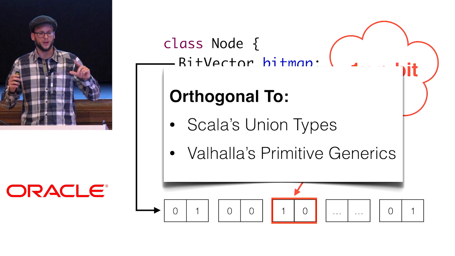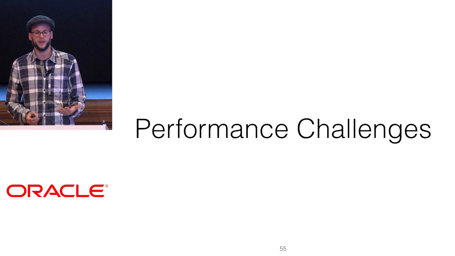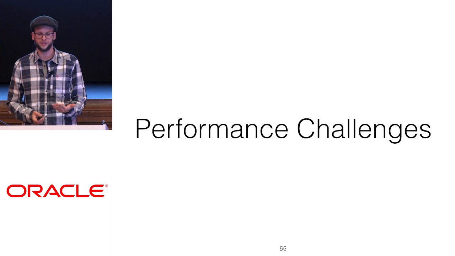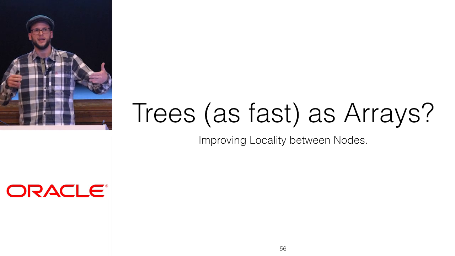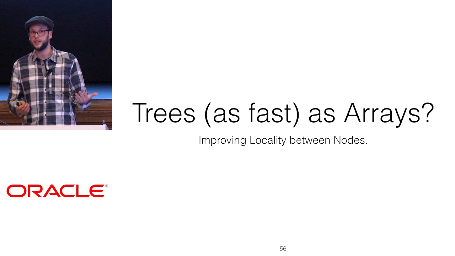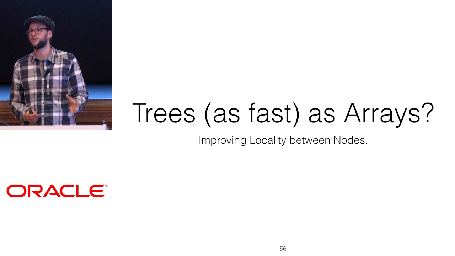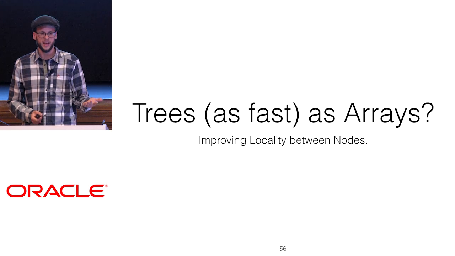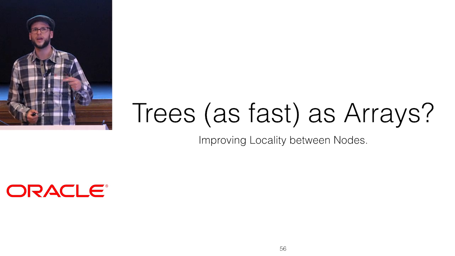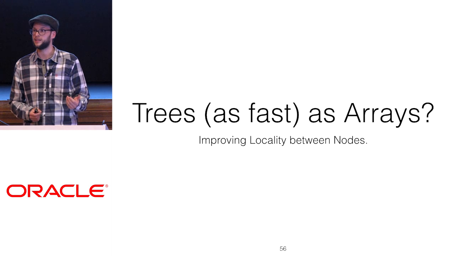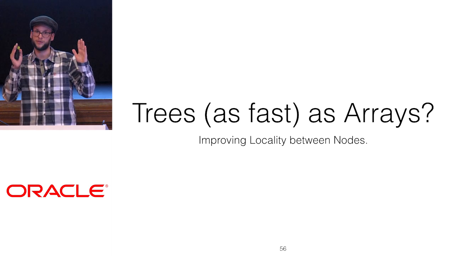But what about the overall performance and performance challenges with the data structures? Well, as said, here we're working with arrays, with trees. Those trees are very shallow, but still they're trees. And what we would like to have is that for any kind of operation, we have trees that are as fast as arrays. One way to tackle that, or at least to reduce further the penalty that you have for the tree data structures, is improving the locality between different nodes.